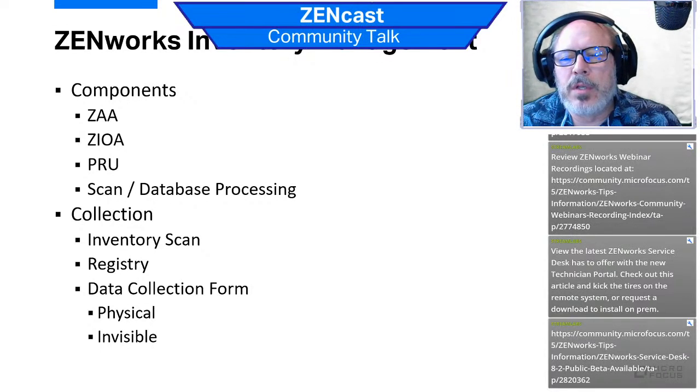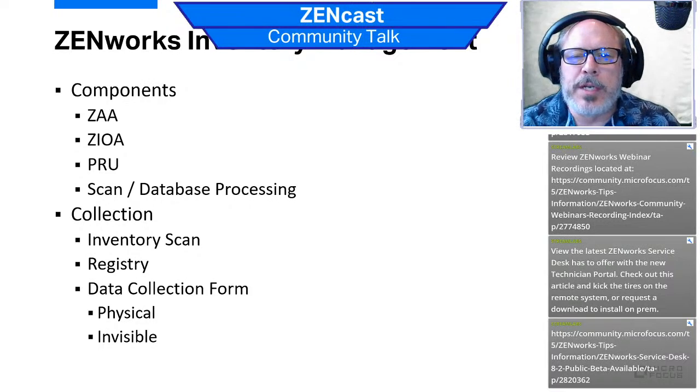And then there's also the collection part of it, which is an inventory scan. You could pull from the registry. There's a data collection form, which can be physical or invisible. You can have a regular cycle where your users fill out certain things in the data collection form so that you can know and track that particular product or those assets, giving it a home with a user. So we'll cover some of those today.